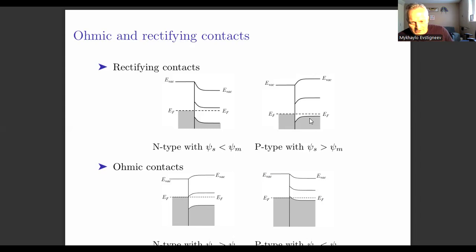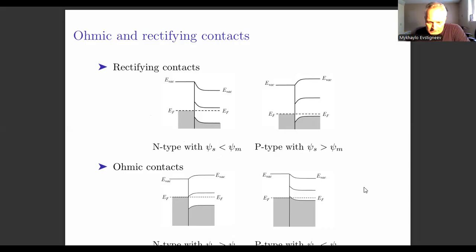The moral is that the contact of a p-type semiconductor with the metal is rectifying if the semiconductor work function is higher than the metal work function. However, you will have large current for negative bias if the semiconductor is of p-type, and large current for positive bias if the semiconductor is of n-type, like this rectifying contact in the left, in the upper left diagram.